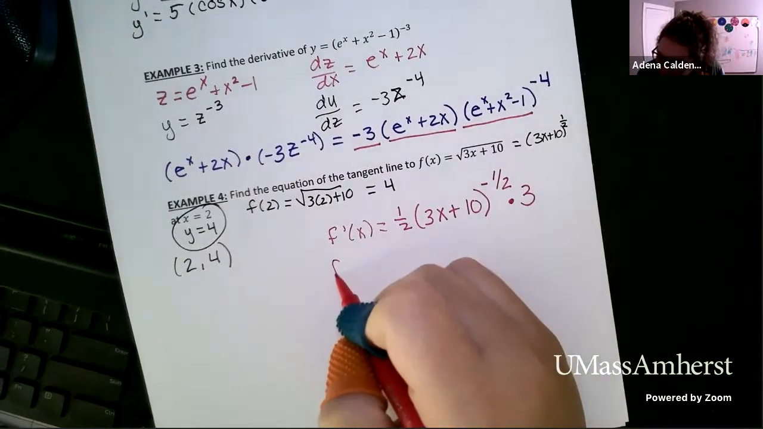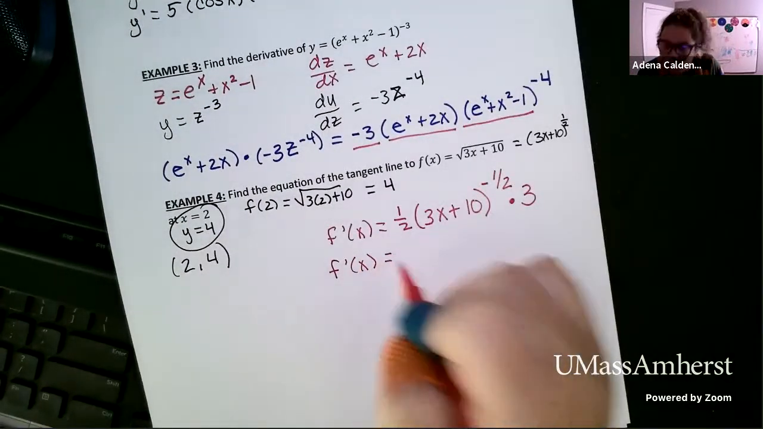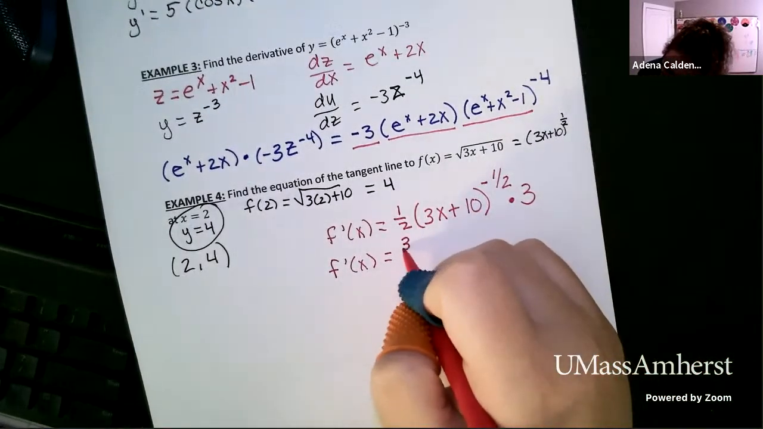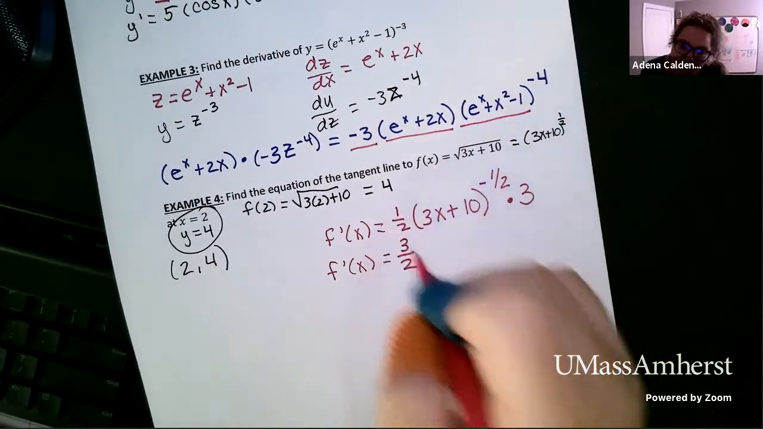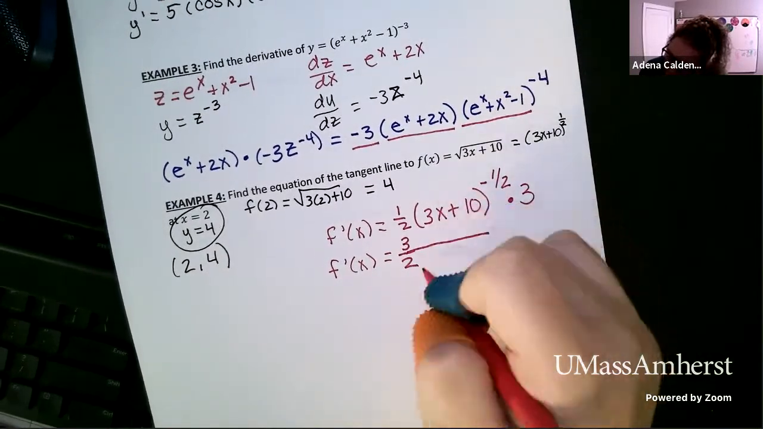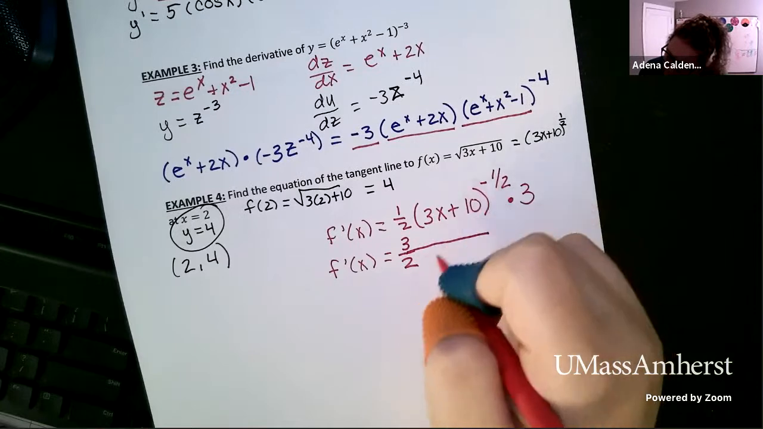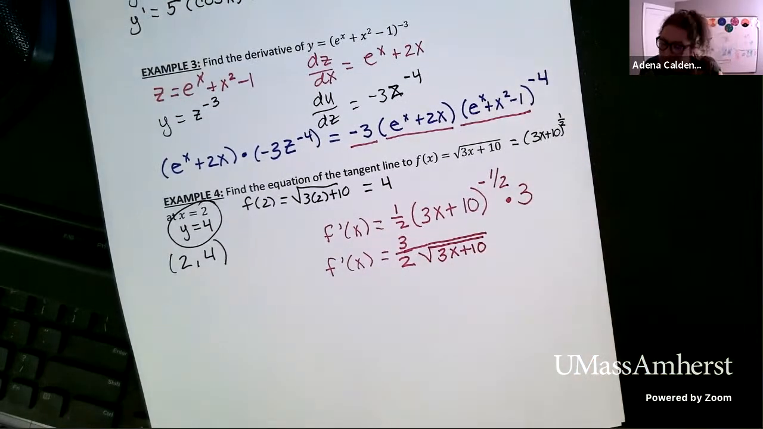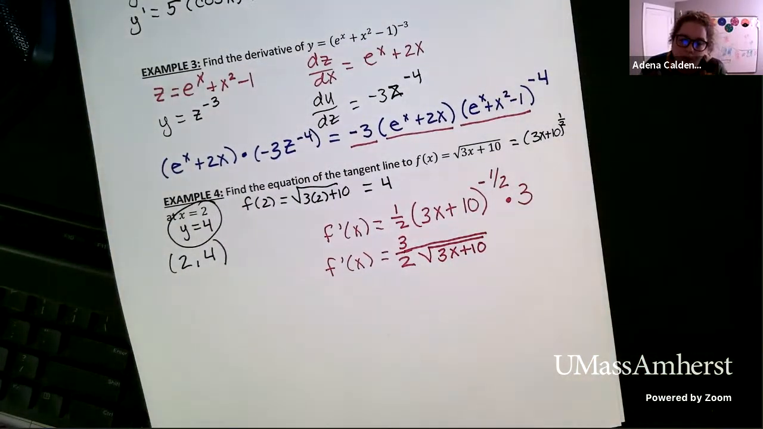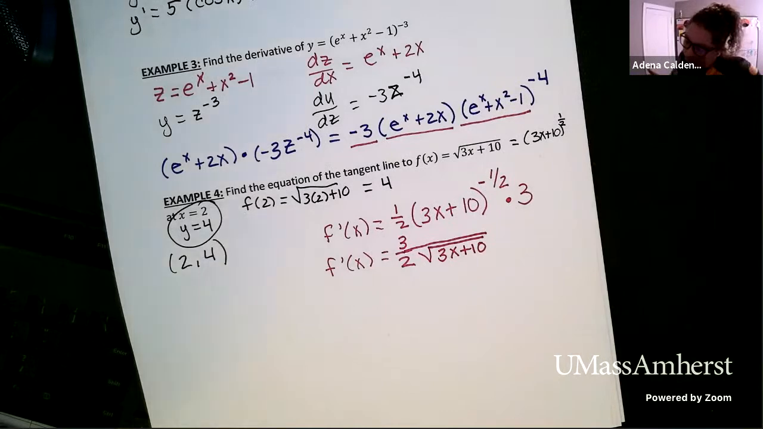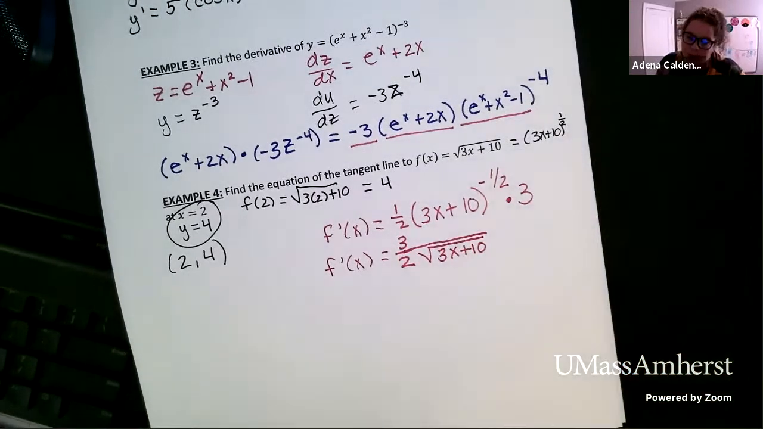I am going to simplify this before I plug in. That's just a matter of preference for me. If you would like to plug in like this into your calculator and you're comfortable doing so, you can feel free. But I'm going to bring that 3 to the front to multiply with the 1/2. And then I'm going to bring this term back down to the bottom. And I'm going to turn it back into the square root. Okay, so I have 3 over 2 times the square root of 3x plus 10. You do not need to do this step. I just prefer to simplify things before I plug in. But if you are comfortable with your calculator, you can certainly plug in the 2 in this step.